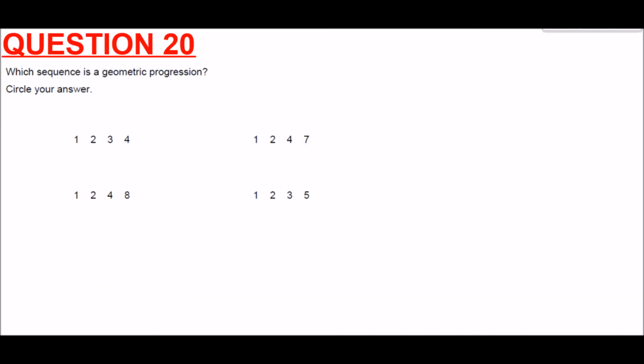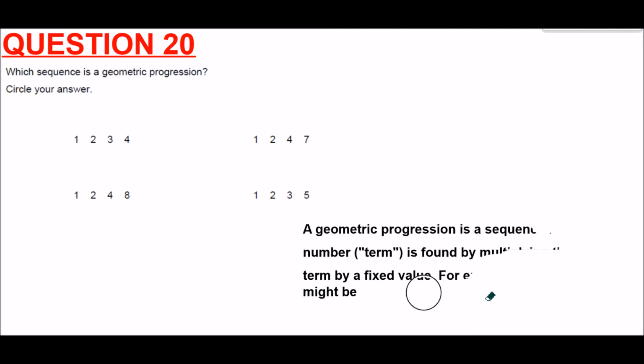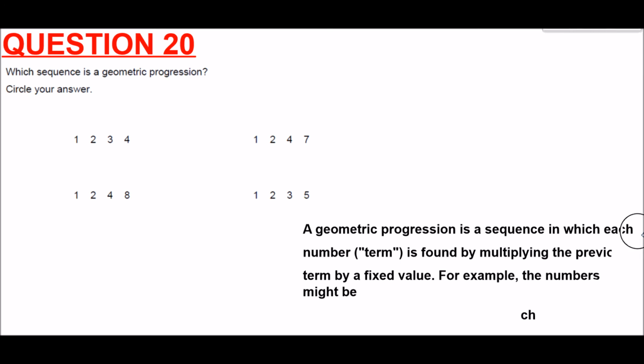So, question 20. Which sequence is a geometric progression? Well, the word geometric in itself is potentially confusing. So what I've done, I've just taken the liberty of explaining what a geometric progression is. A geometric progression all it means is a sequence where each number, numbers are called terms, is found by multiplying the previous term by a fixed value that doesn't change. So it might be when the numbers are doubling each time, or it might be where they're tripling each time, and so on.